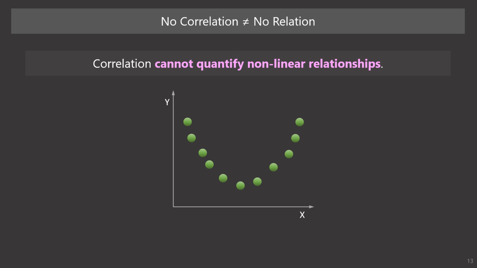It should be noted that no correlation does not mean there is no relationship between two variables. Correlation quantifies a linear relationship only. It cannot quantify a non-linear relationship. For instance, in this scatter plot, we can clearly see there's a U-shaped relationship between two variables. However, there's no correlation because there's no linear relationship between the two variables.